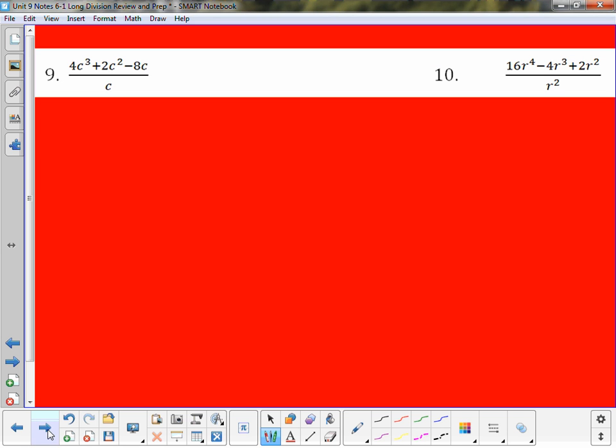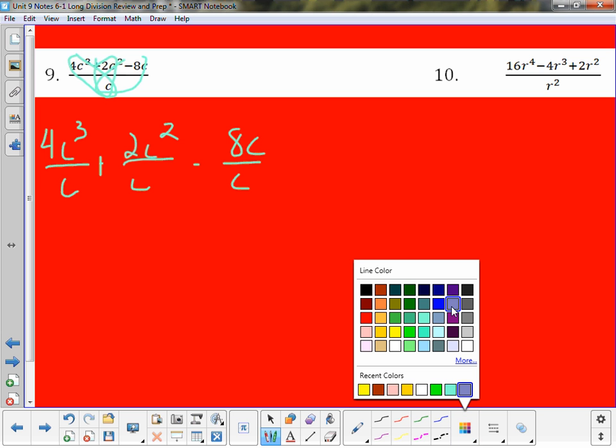All right, let's take a look at numbers 9 and number 10. So this is going to be a lot of the same thing. So I'm going to split up those fractions like that. So I have 4c cubed over c plus 2c squared over c minus 8c over c. So I don't have any fractions that I have to reduce. So I just have to worry about my c's.